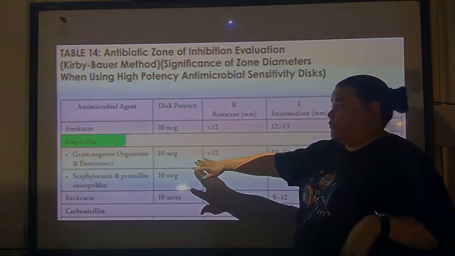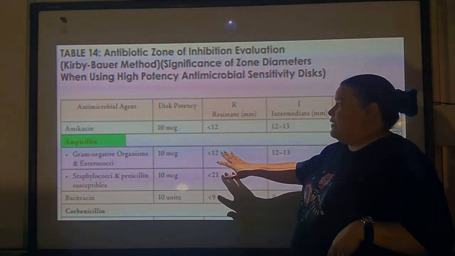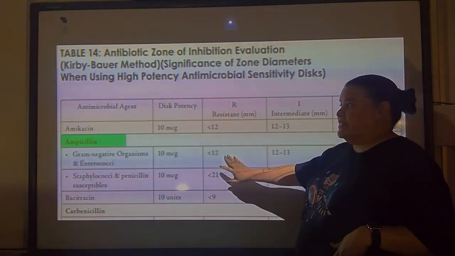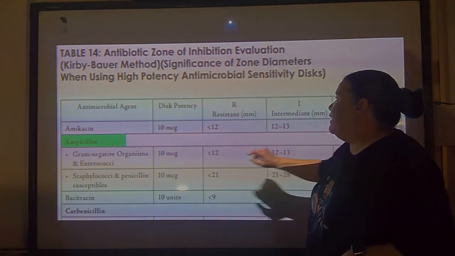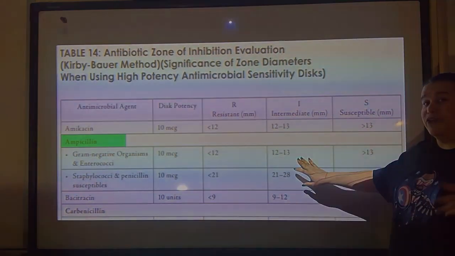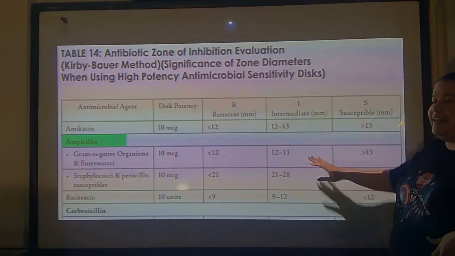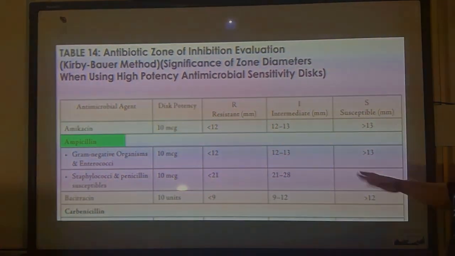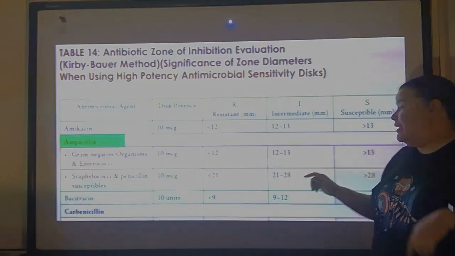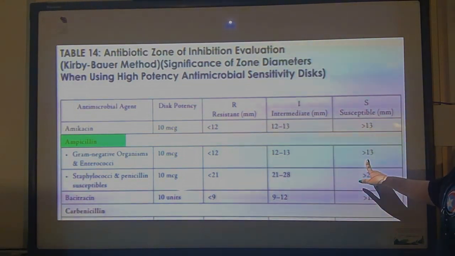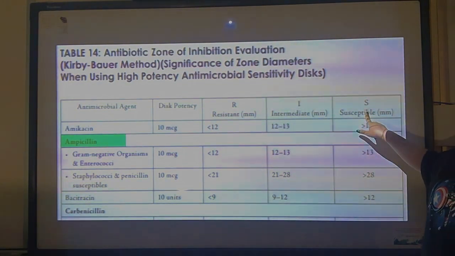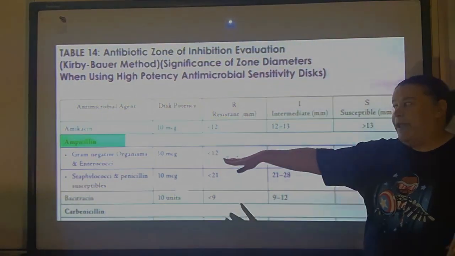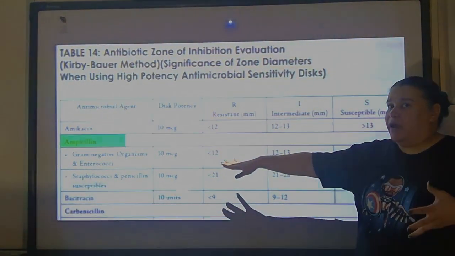For gram-negative organisms and enterococci, if I have less than 12 millimeters, then it means it is resistant to ampicillin. If I have between 12 and 13 millimeters, it's intermediate. It works okay, but it's not the best. However, if I have an area of inhibition that is bigger than 13 millimeters, that means that specific bacteria is susceptible. Now remember, this is for gram-negative organisms and enterococci.